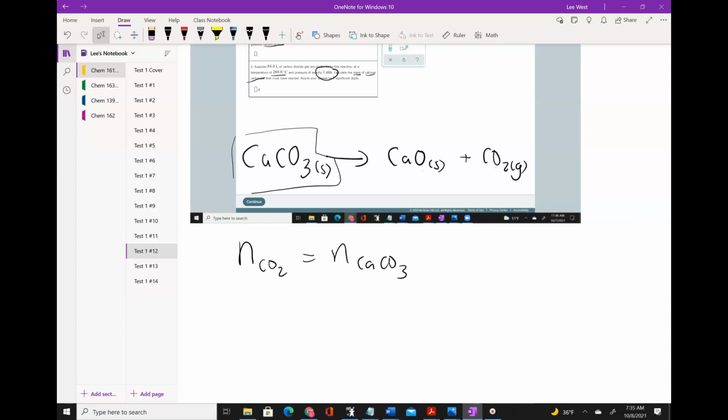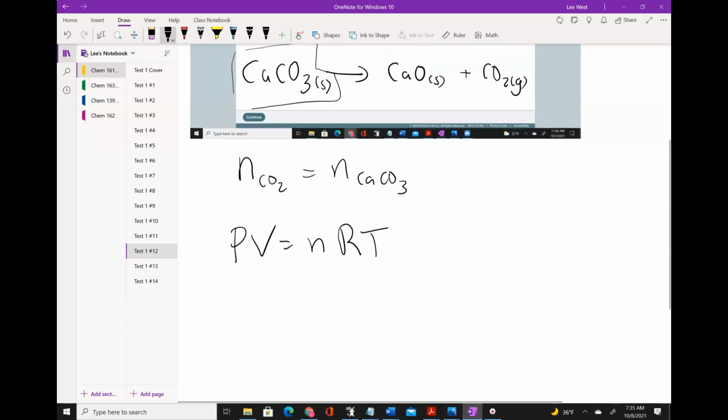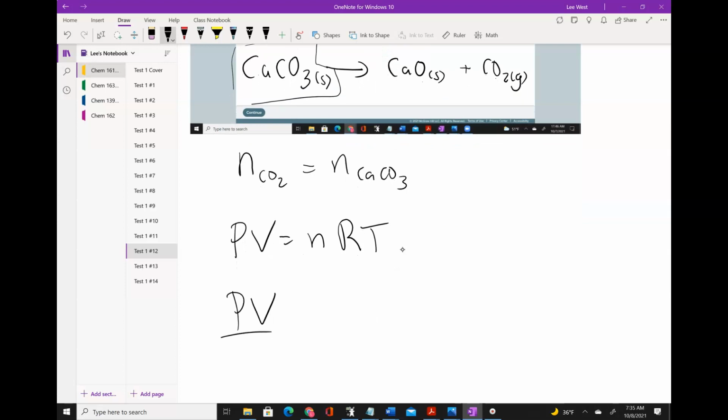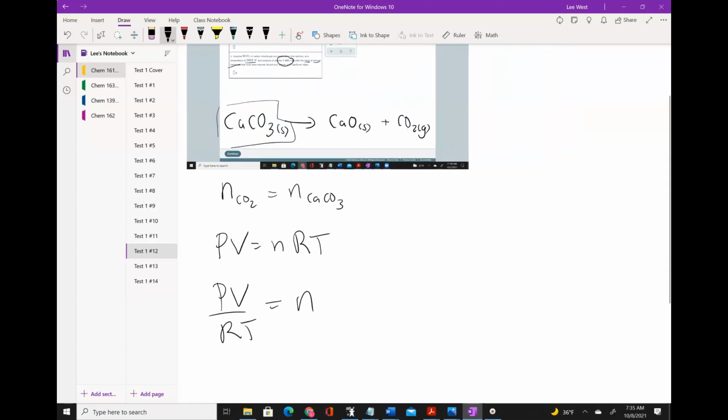So now how am I going to get the number of moles of CO2? Well, CO2 is a gas, right? So we know that it obeys the ideal gas law. And you can see that if I do that, I can solve for the number of moles of the gas. So do I have the pressure? We were told it was 1. Do I have the volume? We were told it was 84 liters. Do I have the temperature? We were told it was 260 degrees Celsius. So this is going to be pretty straightforward.